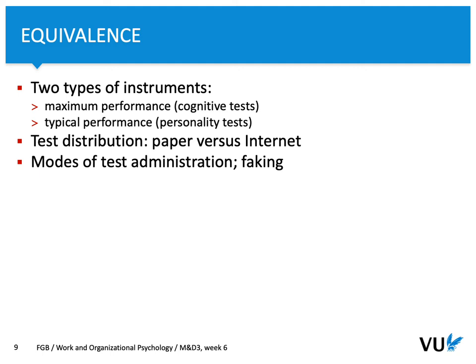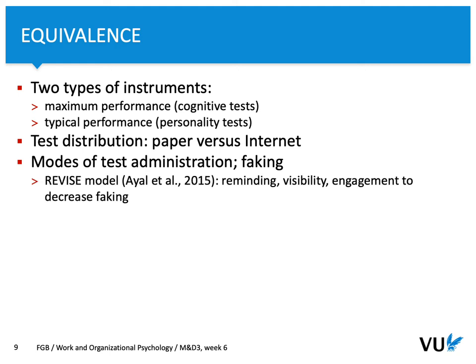It matters because depending on the method that we use, we can experience different errors. So for instance, one of the most important sources of error is faking. As a model by Ayala showed, there are a few ways to decrease faking. We can decrease faking when we remind people about standards, values, rules. Visibility, so if people know that they are observed, that decreases faking. And also engagement, so if people sign a specific code of conduct, that heavily increases their honesty and of course decreases faking.